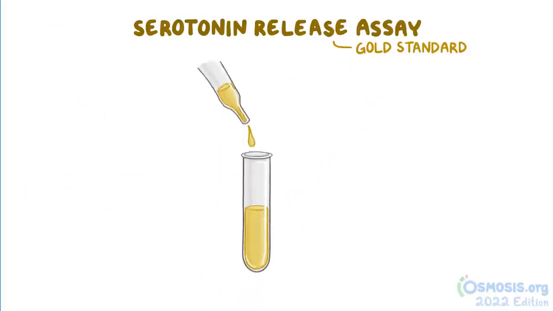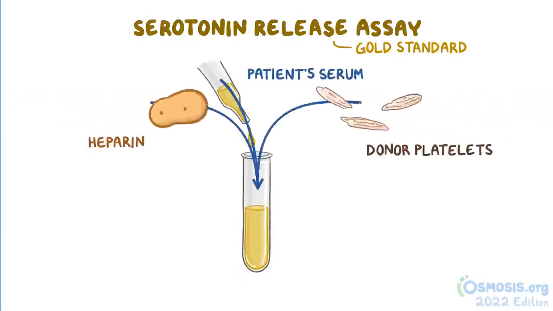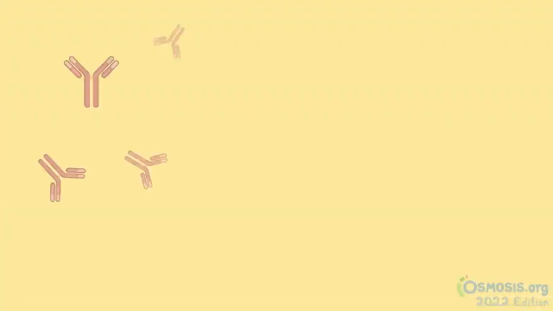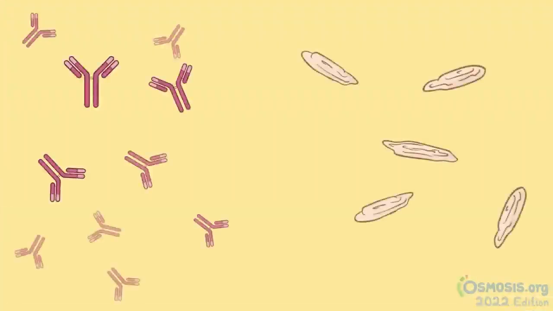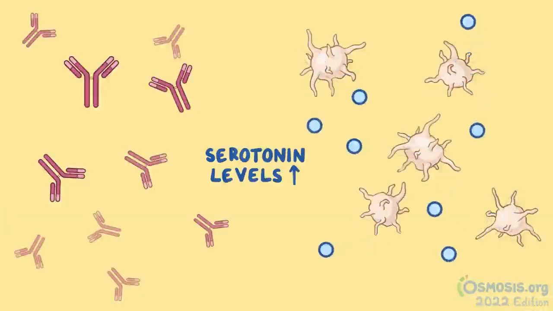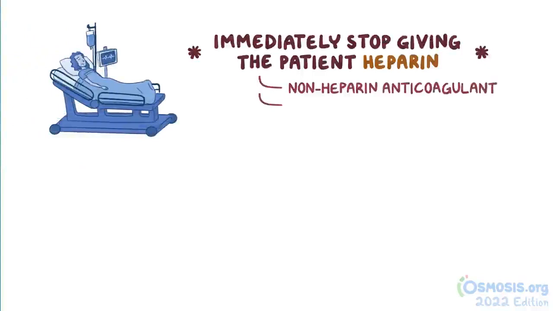In the serotonin release assay, the patient's serum is mixed with heparin and donor platelets. Activated platelets release serotonin. So in a positive test, the patient's serum has antibodies that activate the platelets and the serotonin level will increase. While confirming the diagnosis, it's important to immediately stop giving the patient heparin and to start anticoagulation with a non-heparin anticoagulant, like argatroban, which is a thrombin inhibitor.